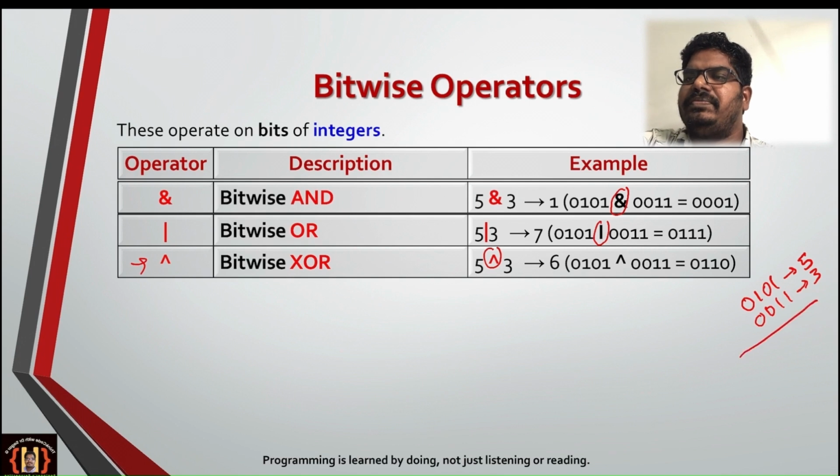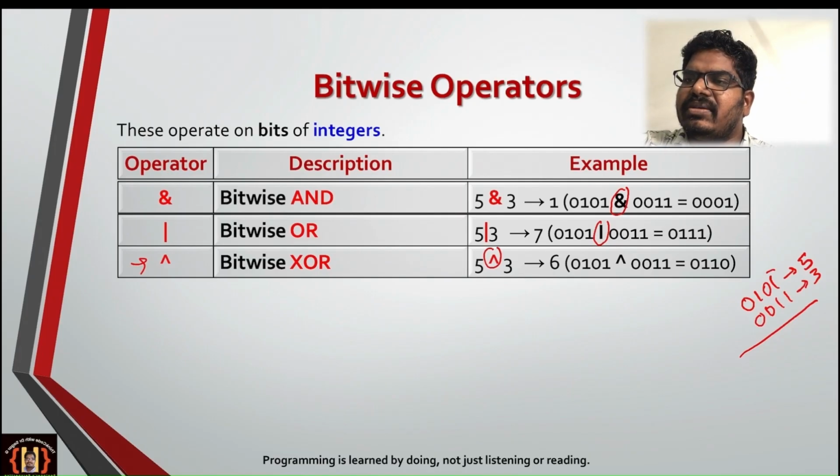Now exclusive OR is what? When exactly one of the bits is 1, the result is 1, otherwise 0. Exactly one means either the first bit should be 1 or the second should be 1, but not both. Similarly, if both are 0, the result is 0. If both are 1, the result is also 0. That is the XOR meaning.